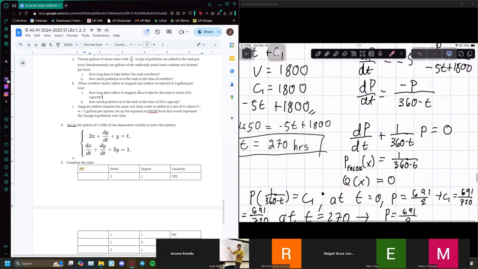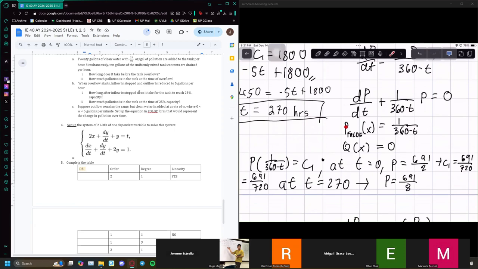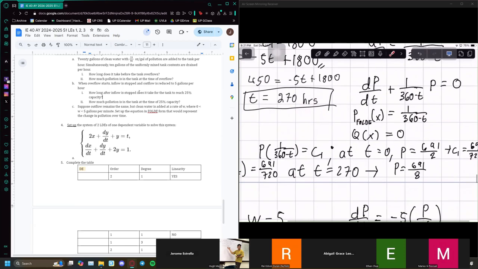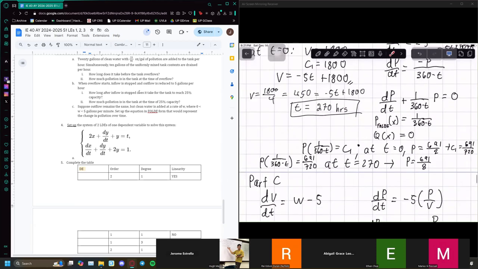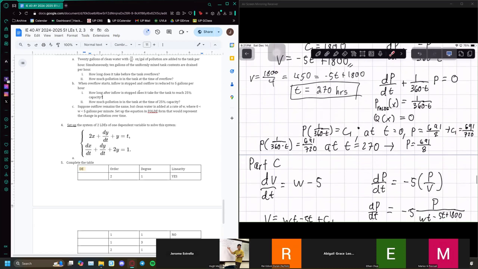You can transfer it over to the other side. Then you'll get another standard form where this time Q of x is 0, and the P of x is 1 over 360 minus t. And then you do the same thing because you're going to get that P times 1 over 360 minus t is equal to C1. You want to clear that C1 since it's unknown. Use your initial conditions. T equals 0, P is 691 over 2. So just substitute 0 here. Then you'll get that C1 is equal to 691 over 720.